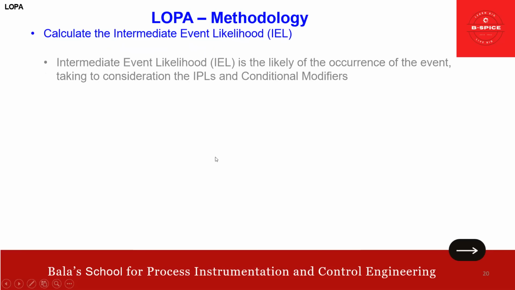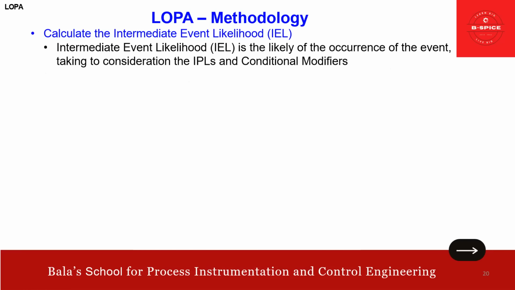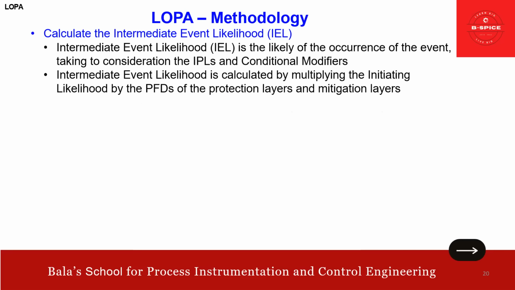Right. So now, very important. Now, how to calculate? We have seen all the BPCS, relief valve, all these. Now we need to calculate using the PFD values we have seen. So now we need to calculate the intermediate event likelihood. So what is this intermediate event likelihood? This is the likelihood of occurrence of the event, taking into consideration all the IPLs and conditional modifiers. Okay, how to calculate this?